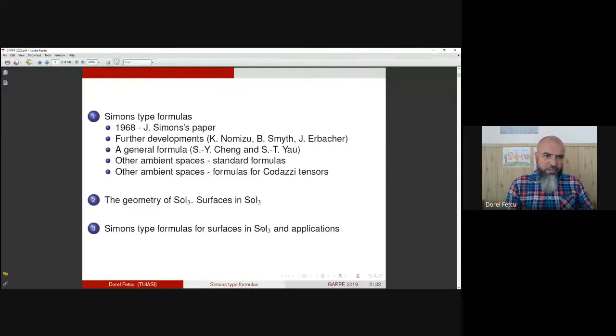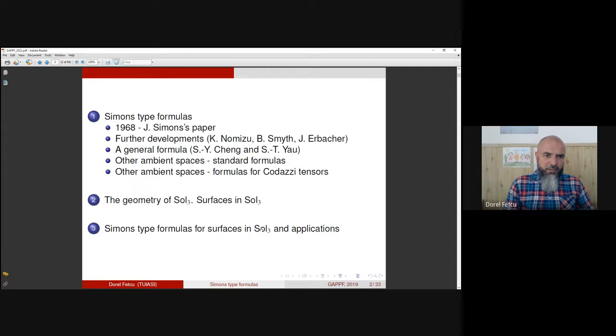First, I will say a few words about the history of using Simon's type formulas to describe geometric properties of submanifolds in Riemannian manifolds. In 1968, James Simons computed the Laplacian of the squared norm of the second fundamental form of a submanifold, and then used it to prove some very nice gap results for submanifolds of the Euclidean sphere.